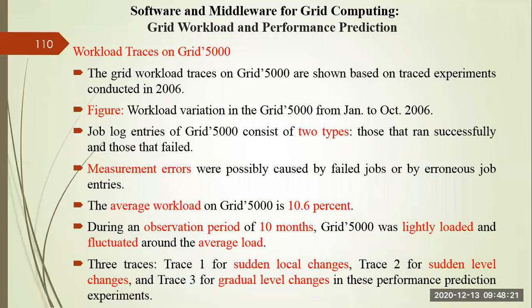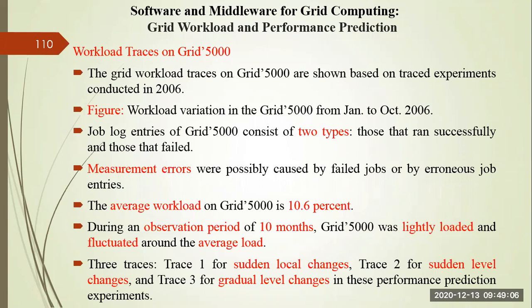Job log entries of Grid 5000 consist of two types. They are managing the jobs that ran successfully, or the jobs that failed. Sometimes you submit a job to the grid and the job fails due to some constraint. That is one status you maintain in the log file. Or if the job is successfully executed, that also is maintained in the job log file. The measurement errors were possibly caused by failed jobs and by erroneous job entries. So errors are generally generated when the job fails or the job has some erroneous instructions, and then that job fails.